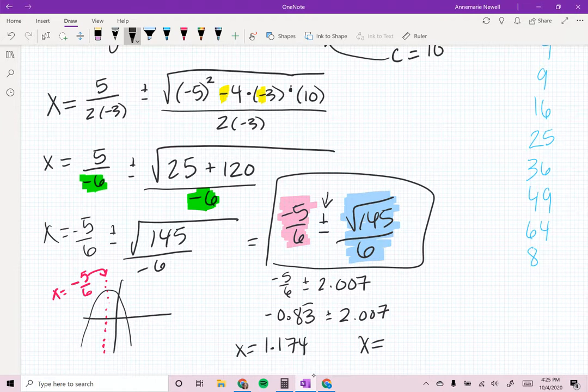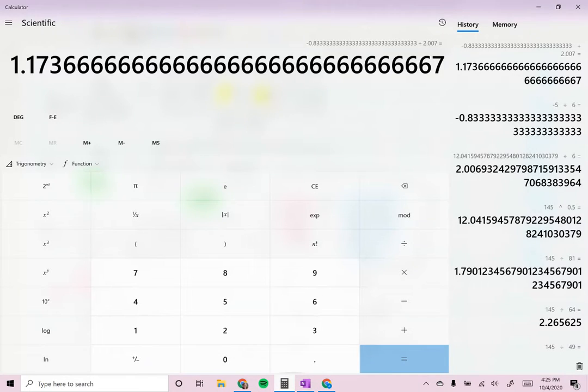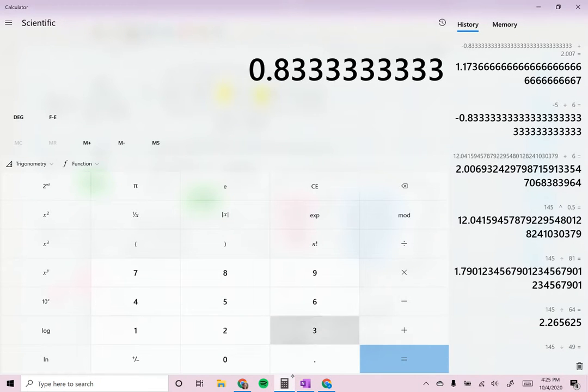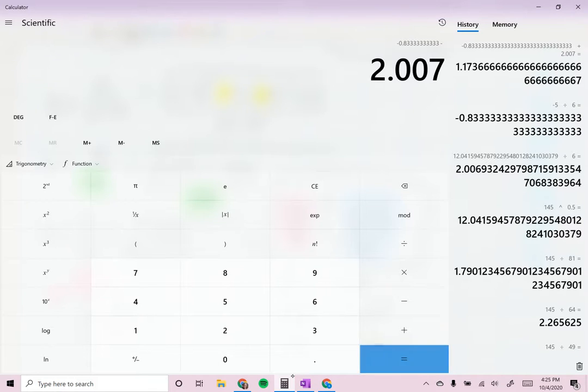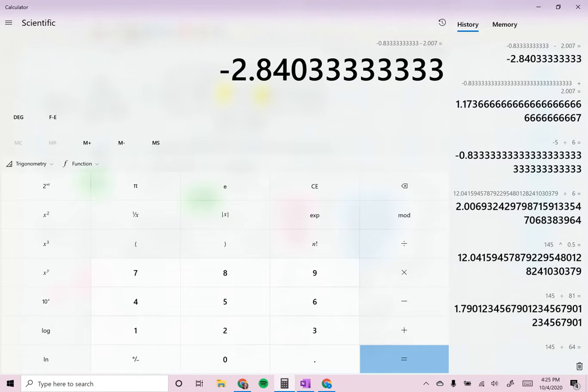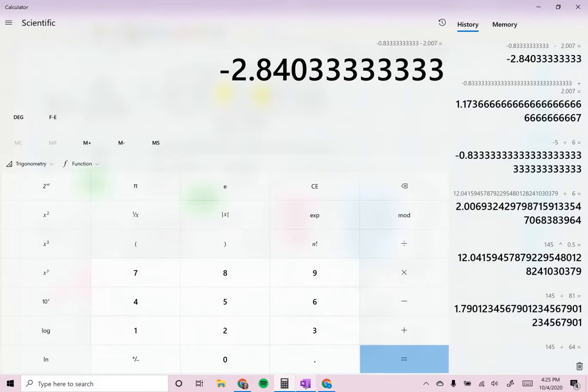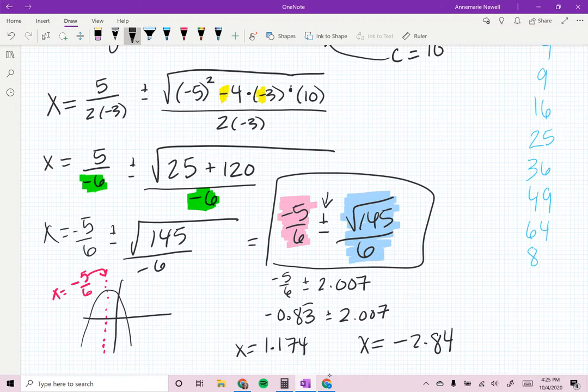And our other one, well, that's going to be negative because I'm subtracting it. So I'm going to have -0.833333333, and I subtract 2.007. I get -2.84.